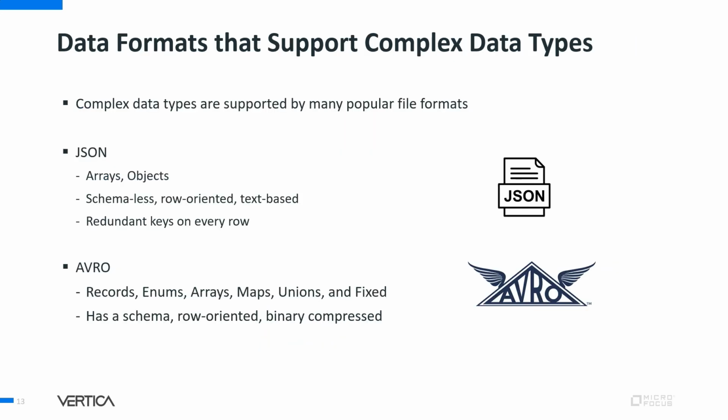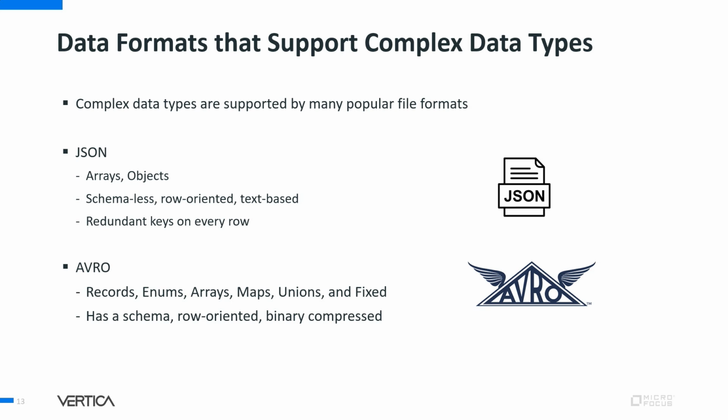Moving ahead, let's take a look at where we can find complex types. There's a bunch of formats that are commonly used that support them. JSON leads the charge. JSON is an unstructured, text-based, self-describing data format. Each record defines its own fields. Arrays and objects, or maps, are primitives in JSON and can be arbitrarily nested within each other.